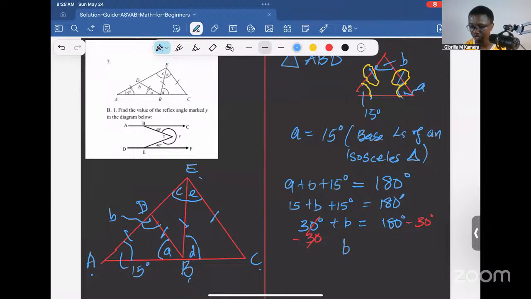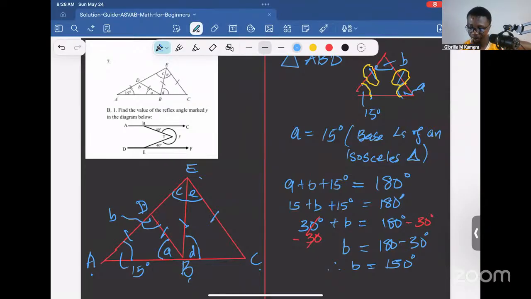So hence my B is equals to 180 minus 30 degrees. Therefore, your B is 150. So that is your answer for B. We've gotten A, we've gotten B. We need to find either C, D, and E. They are the ones that we need to calculate next.